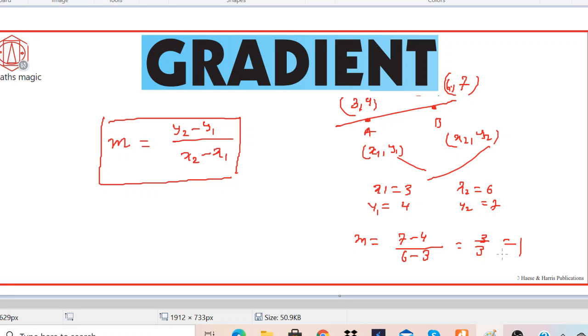I just want to add one more thing: this is the basic knowledge of slope and gradient. There are properties related to slope and gradient which will come up in the next videos.